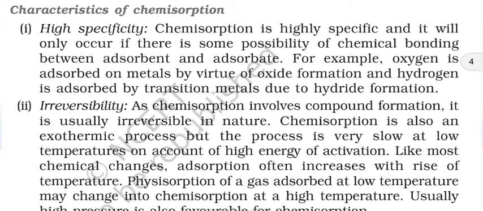Specific types of gases can combine with specific types of metals. That means a chemical reaction will occur between them, and as we know, chemical reactions cannot occur randomly. It must be specific. So chemisorption is highly specific, and it will only occur if there is some possibility of chemical bonding between adsorbate and adsorbent. For example, oxygen is adsorbed on metal by virtue of oxide formation, and hydrogen is adsorbed by transition metal due to hydride formation. That means they will combine with each other permanently by forming chemical bonds.